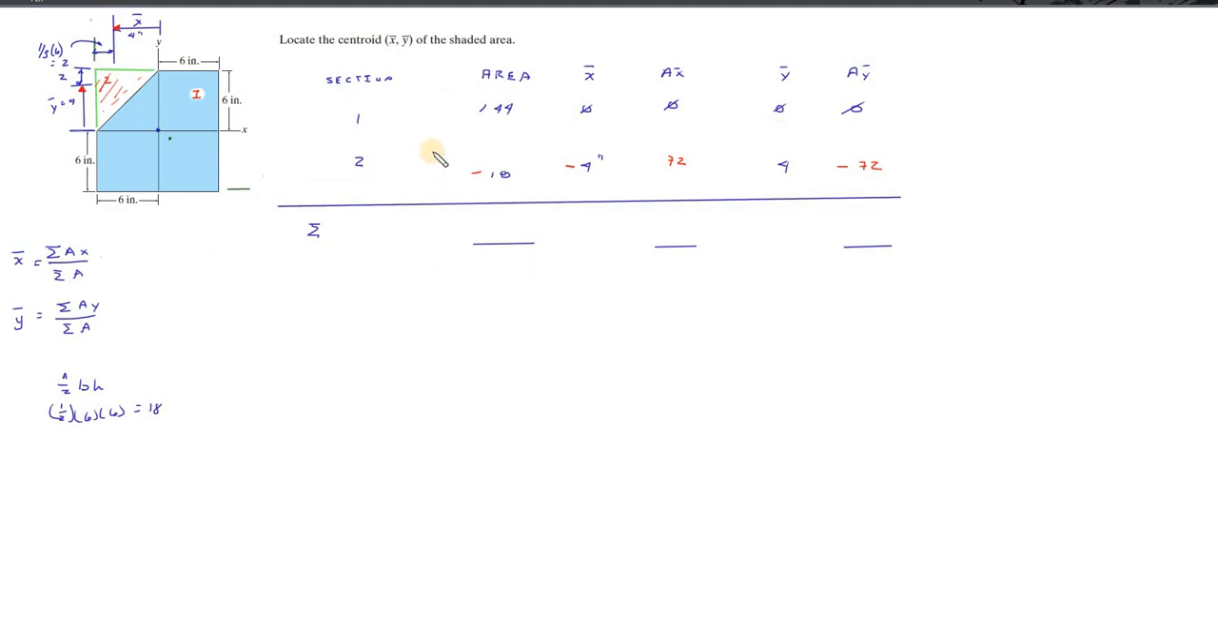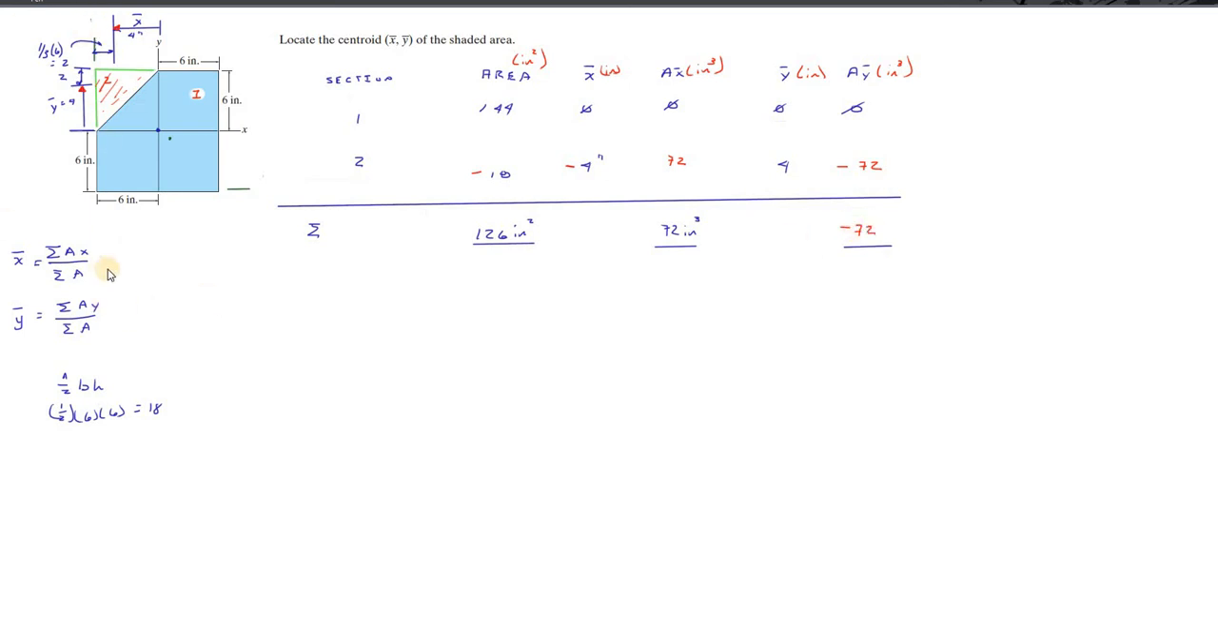So summing these all up, 144 minus 18 comes out to be 126 inches squared. 0 plus 72 is going to be 72 inches cubed. I guess what I should have done earlier was put my units up here. We know this is going to be inches cubed because that's area times my X bar. And 0 minus 72 is going to be a negative 72.